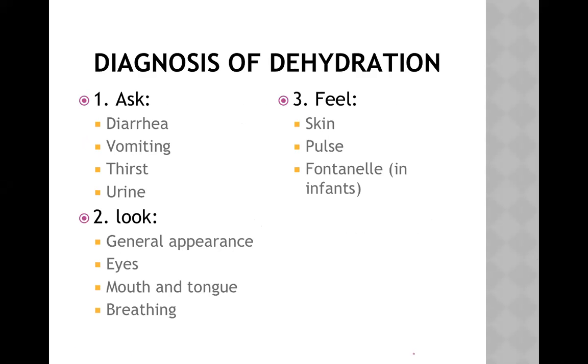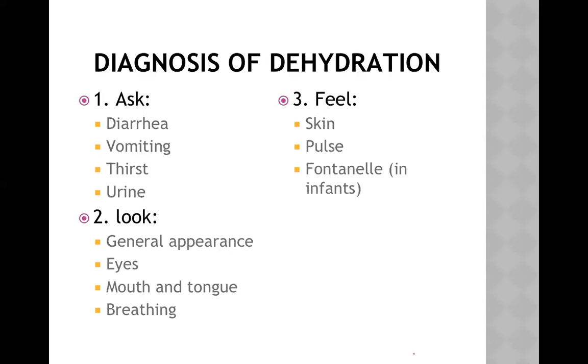Now let's talk about the diagnosis of dehydration. You have talked almost everything, so let's arrange them nicely. When you examine the child, how do you confirm the diagnosis of dehydration? We ask something, we look for something, and we feel for something. We collect the data and then ultimately reach the diagnosis. So what are the things we ask? Ask about the history of diarrhea and vomiting. Ask about whether the child is thirsty or not, and ask about the urine output. These are very, very important questions.